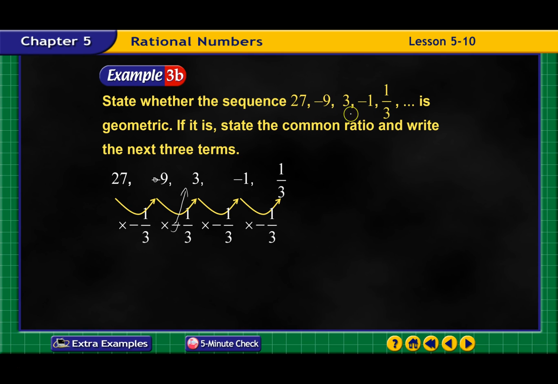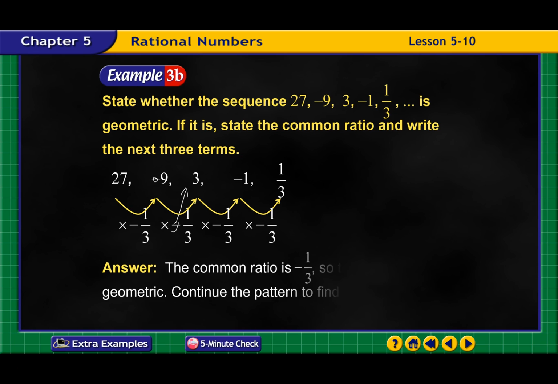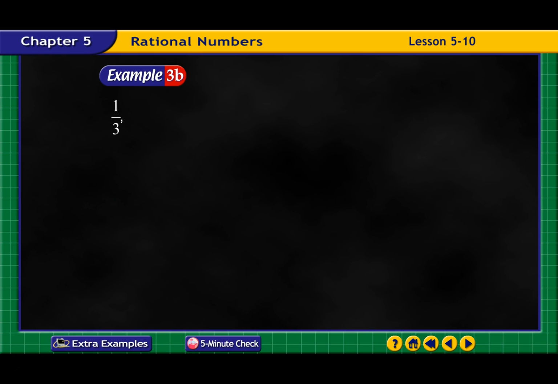A big giveaway is when you see it alternating: if it goes positive, negative, positive, negative, positive, your common ratio is probably going to have a negative sign in it. Okay, so the common ratio is negative 1/3, so the sequence is geometric, and we can continue that pattern to find the next 3 terms. So I take this 1/3 right here and keep going with that. 1/3 times negative 1/3 is going to be negative 1/9, because we just multiply across. Positive times a negative equals negative. There we go.